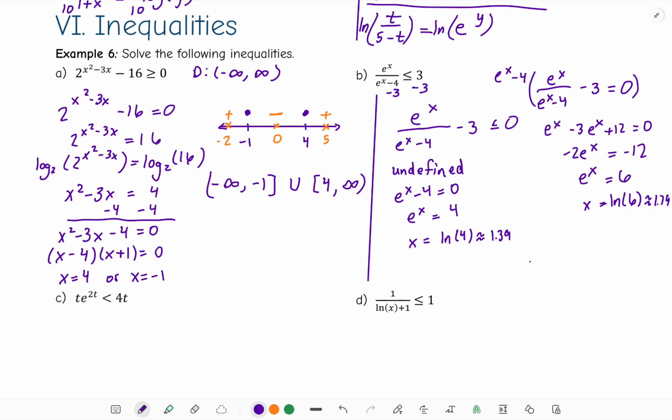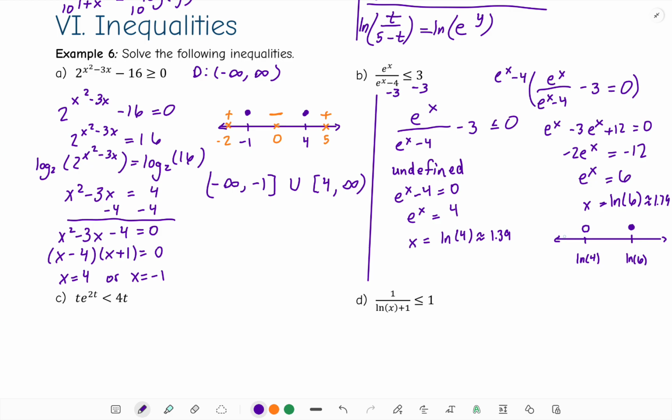So now we have our sign chart, which I will put right here. Put where it's undefined, so ln of 4, which, because that's where it's undefined, will always be an open circle. And then put where it's equal to 0, so that's ln of 6. Now this depends, did our inequality have an equal to part or not? It did. So that'll be a closed circle.